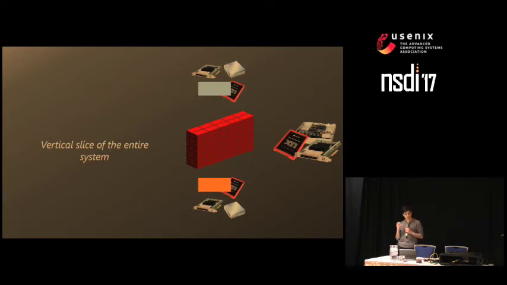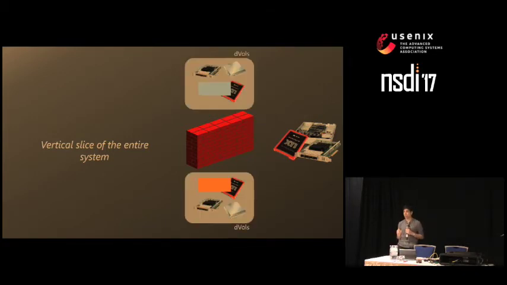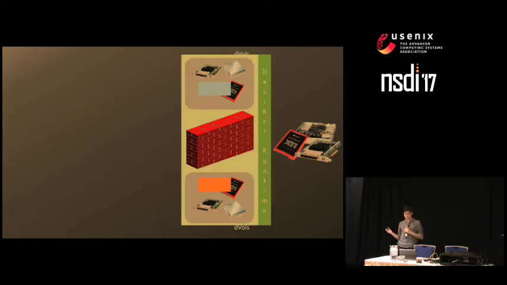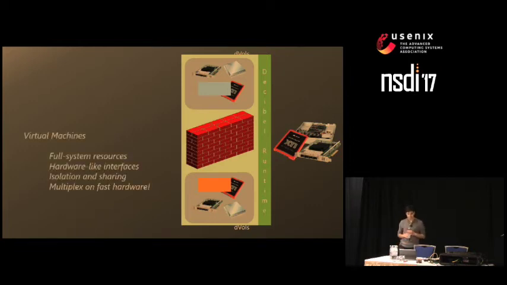And so the abstraction that we really have is a vertical slice of the entire system, which is scheduled together: storage, memory, NIC, and the CPU. And this is the DVOL from the runtime perspective. The runtime then schedules these DVOLs down onto the underlying hardware. And so just to draw the analogy with the virtual machine, these DVOLs are full system resources with hardware-like interfaces, and they're isolated from one another but run on a fast shared piece of hardware.